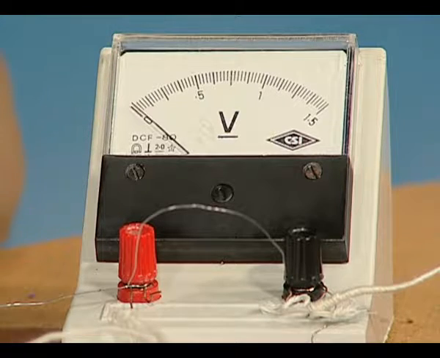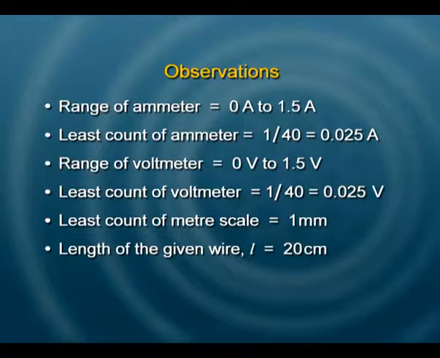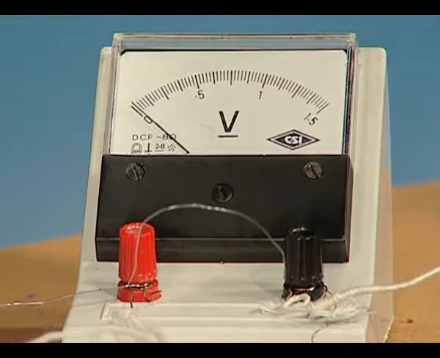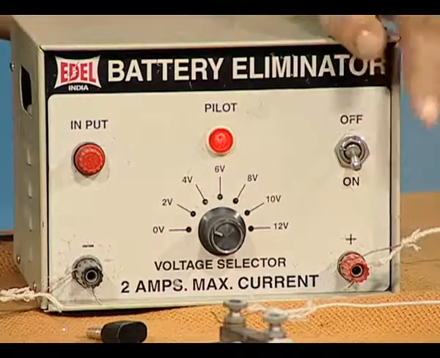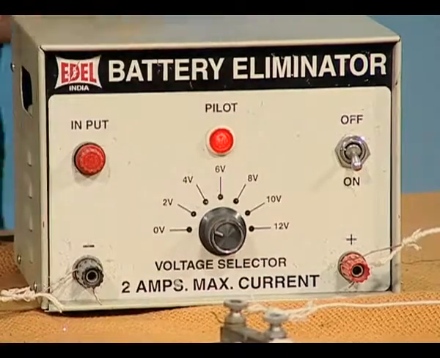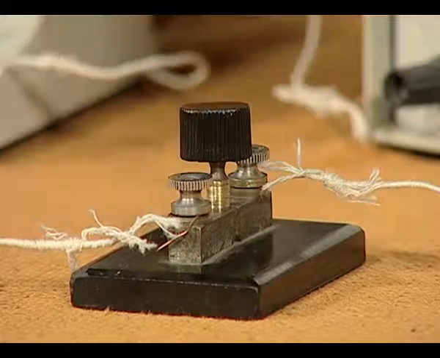Least count for the meter scale by which we measure the length of the resistance wire is 1 millimeter, and the length of the wire as we had checked out was 20 centimeters. Let us now start taking our readings. I switch on the eliminator, put the key in and let us observe the reading in the ammeter.